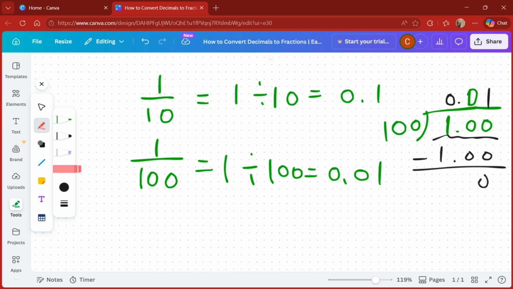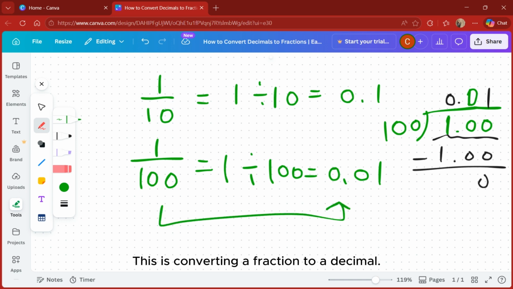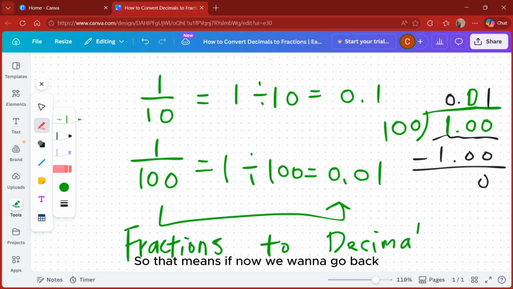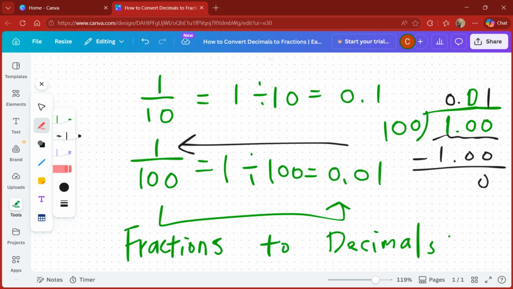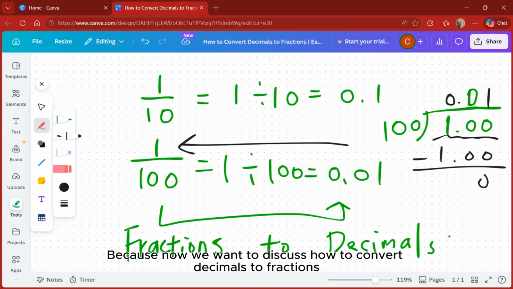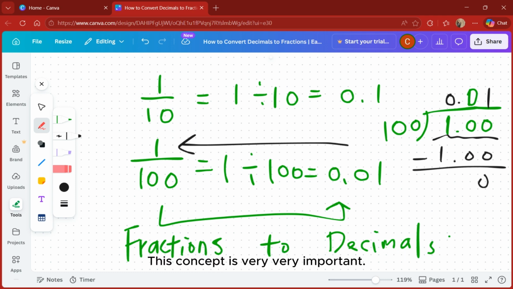Okay, now this is the fractions to decimal. So that means if now we want to go back, right? Because now we want to discuss how to convert decimals to fractions. So we will use these, so this concept is very, very important. Okay, let me show you.